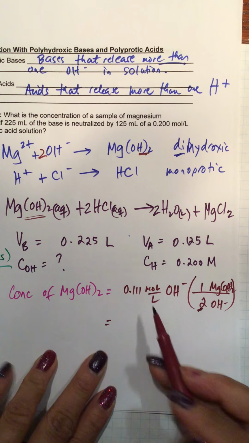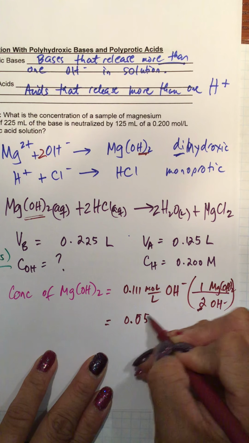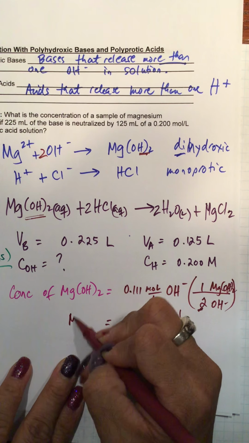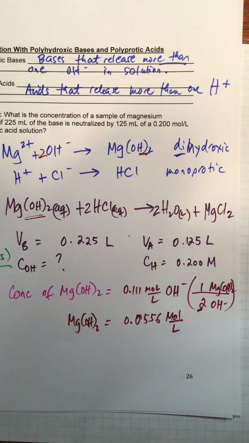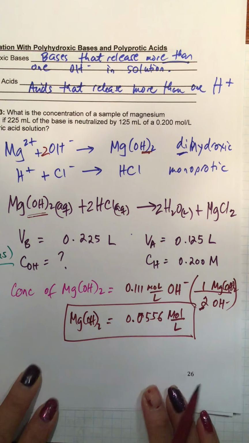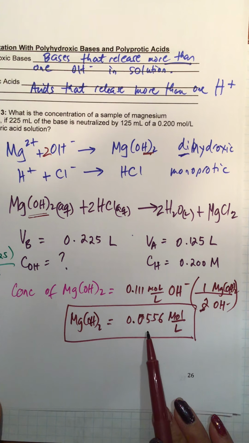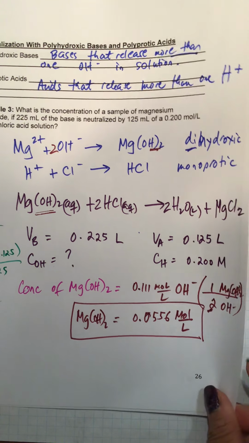And that will give you 0.111 divided by 2, which is 0.0556 moles per liter of magnesium hydroxide. So that is the answer for this question. The concentration of magnesium hydroxide is 0.0556 moles per liter.